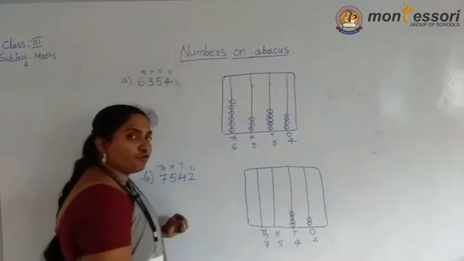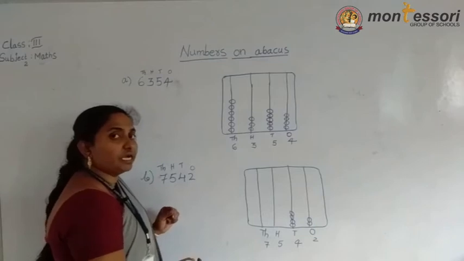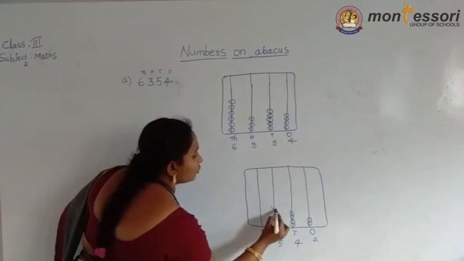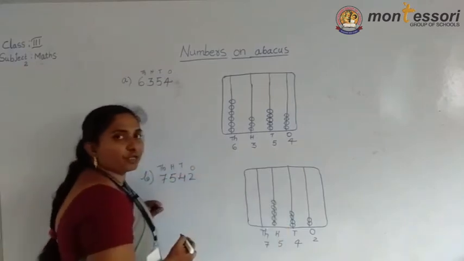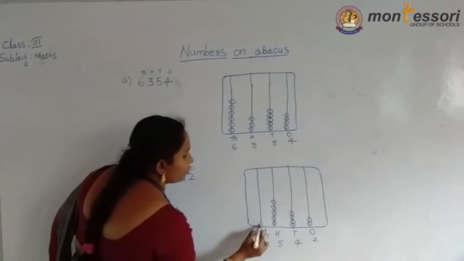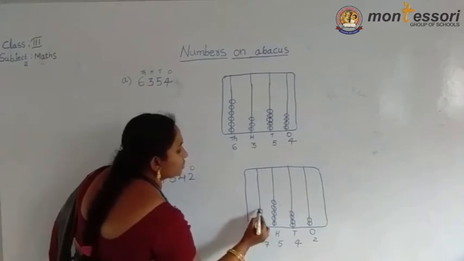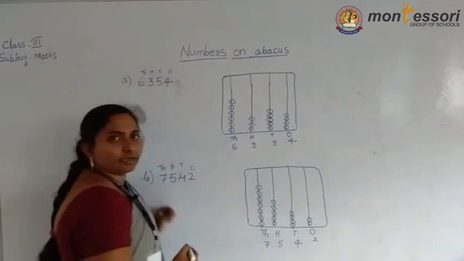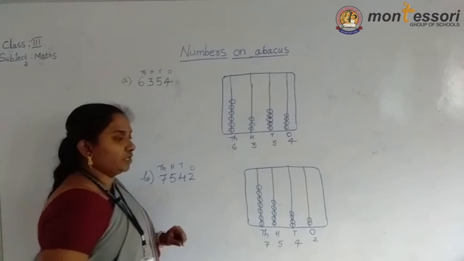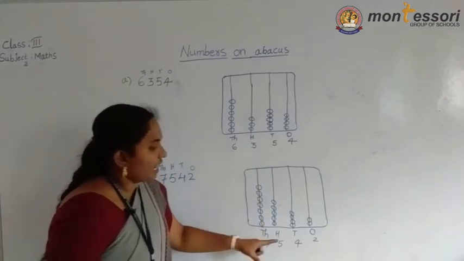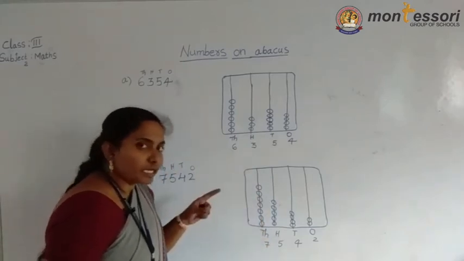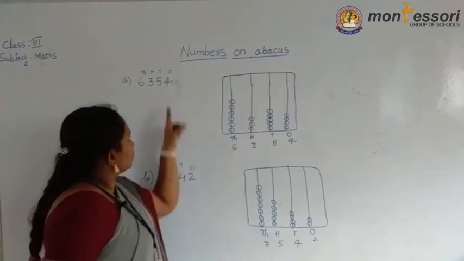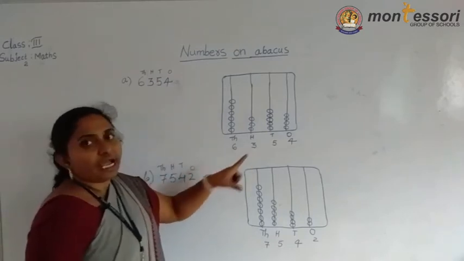Next here 5. In the hundreds place, what is the number here? 5. 1, 2, 3, 4, 5. Next here 7. 1, 2, 3, 4, 5, 6, 7. Understood? Now it's very simple, no? You can draw 4 lines and whatever number is given, that many circles, meaning beads, you can draw here. This is an abacus. Whenever a number is given we can show it on an abacus.